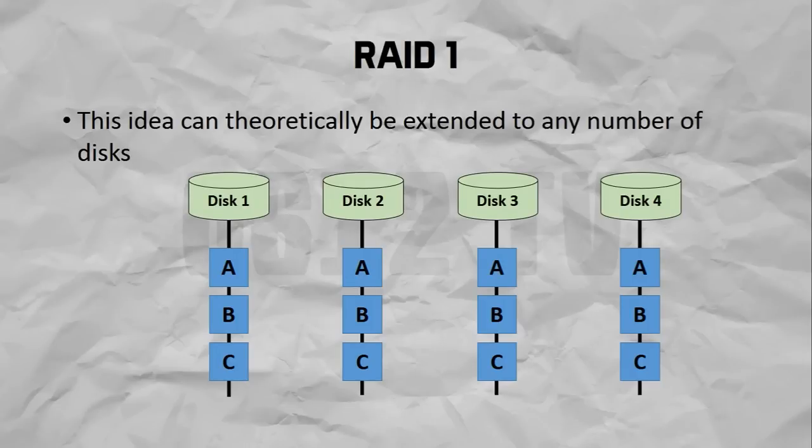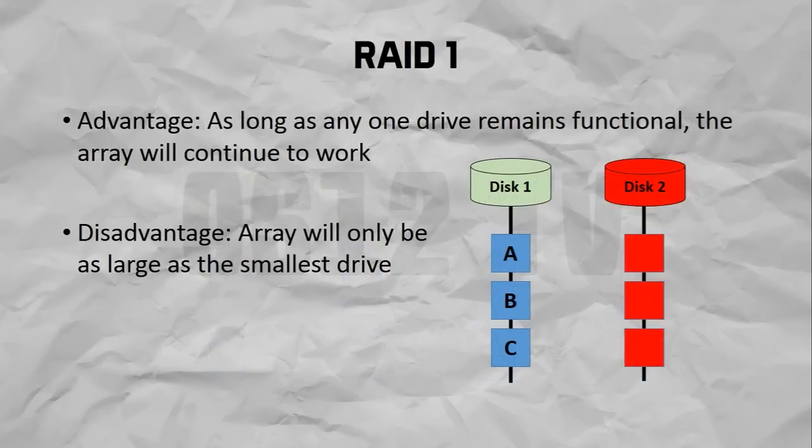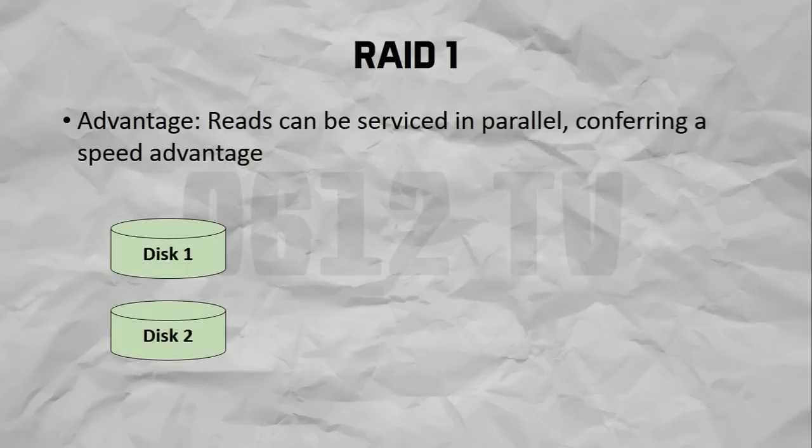Of course, the great thing about doing things this way is that all you need is one of the drives to remain functional, and things will work correctly. The disadvantage of this is that because we are maintaining copies of the data, the array will only be as large as the smallest drive, so the storage capacities of all the disks are not added together, unlike RAID 0. Now, very similarly to RAID 0, if you're doing reads, they can be serviced in parallel.